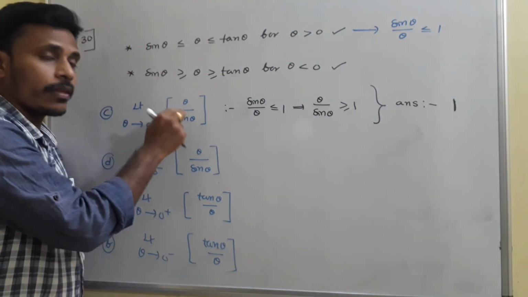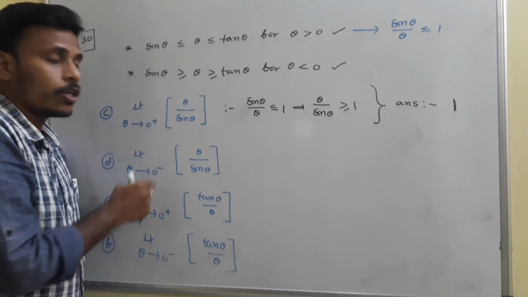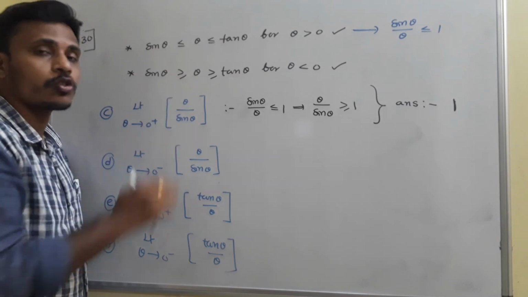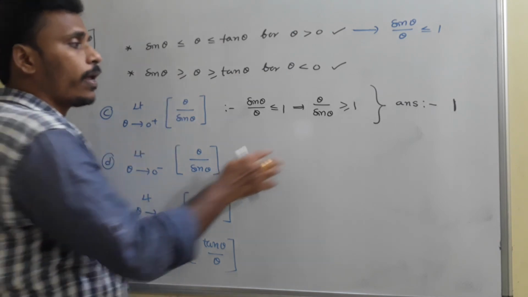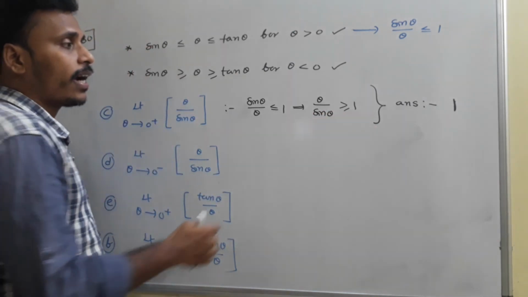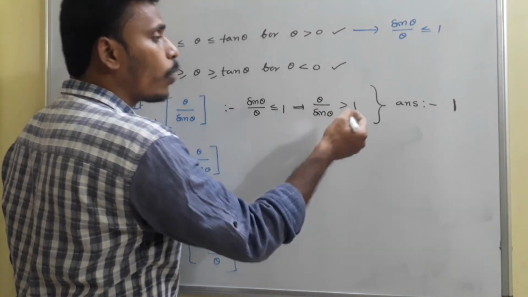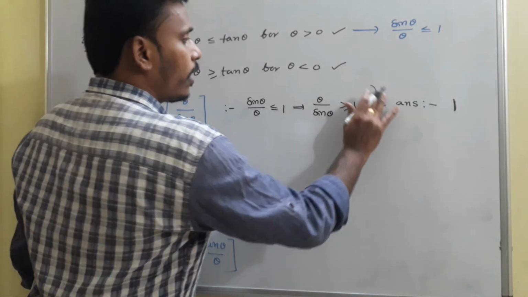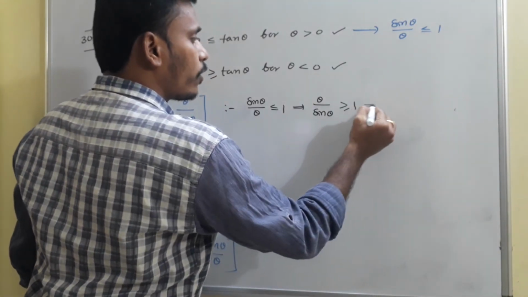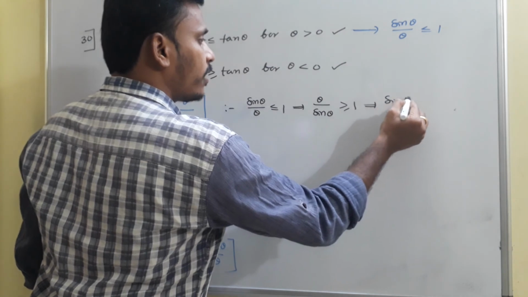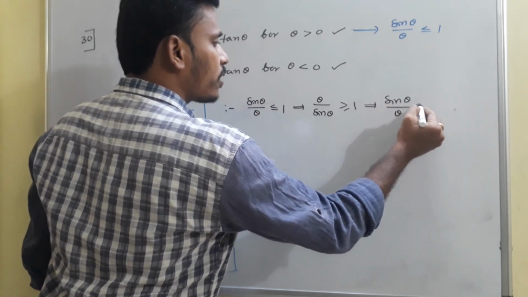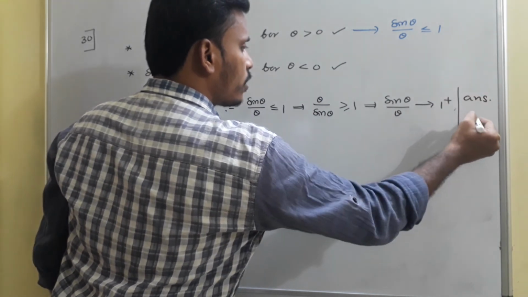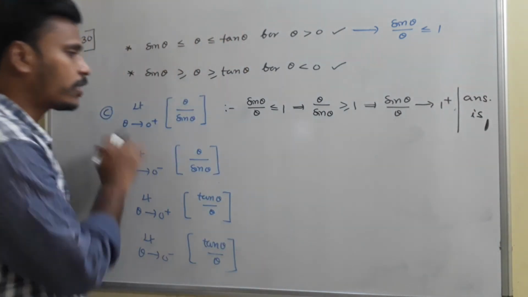In the step, the value is more than 1. So the step of a number which is more than 1 and nearer to 1 is equal to 1. As theta tends to 0 plus, this is approaching greater than or equal to 1, in the sense this is approaching 1 plus. So I will say that the answer is 1. If you wish, just write it. Greater than or equal to 1 in the sense what? Theta by sin theta is approaching 1 plus. So our answer is 1. That's the first bit.